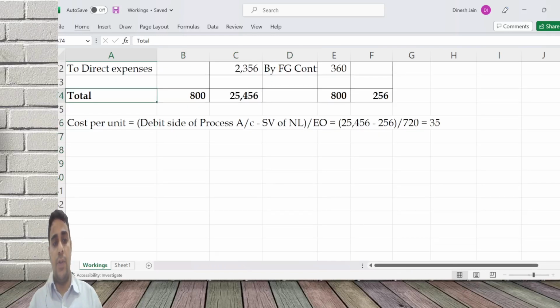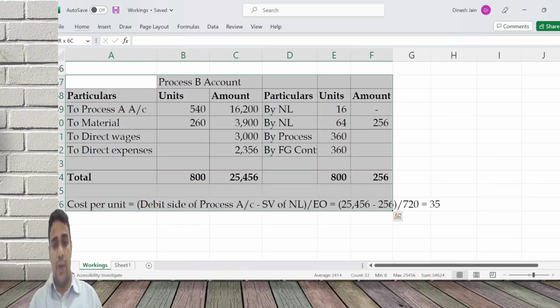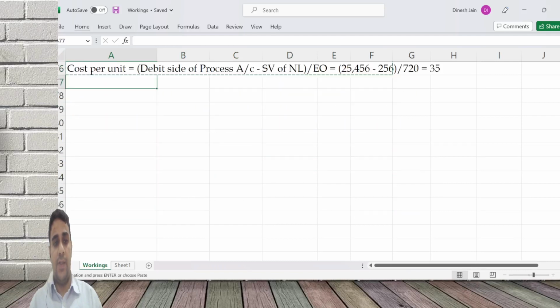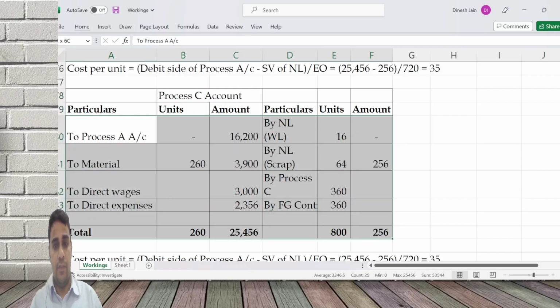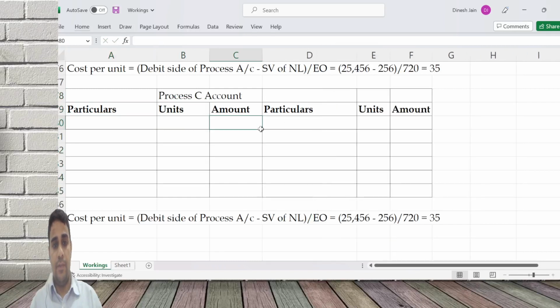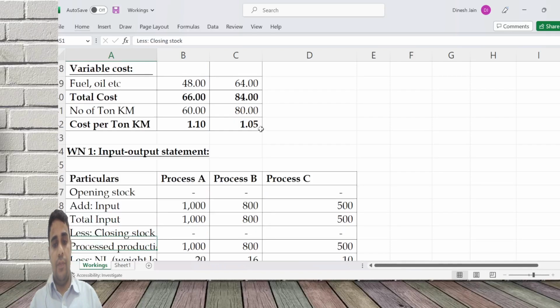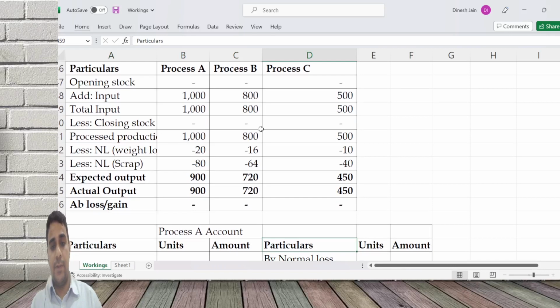Process C account. You do process C account. Again, just give me a minute's time. You keep doing process C account. This was 500 units. Normal loss 2%, scrap is 8%.